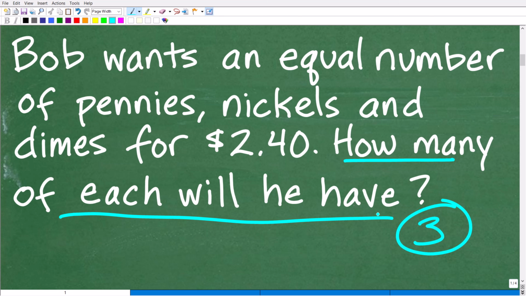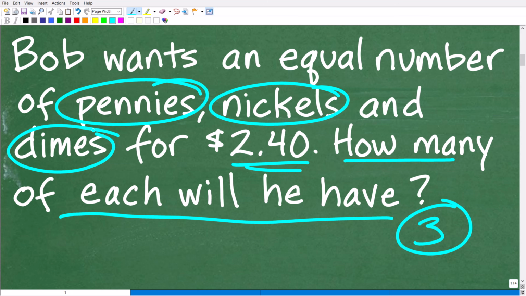Okay, so we have Bob here. He has this $2.40. He obviously has some pennies, nickels, and dimes, and he wants an equal amount of each. In other words, he wants 5 of these, 5 of these, and 5 of these, but the grand total has to add up to 240, right? $2.40. So how many does he need?